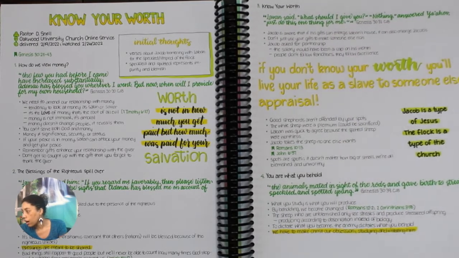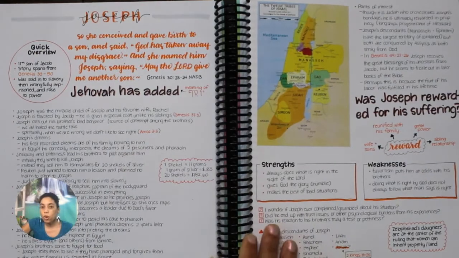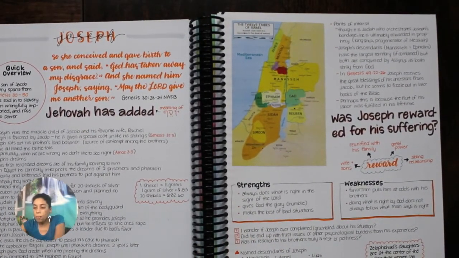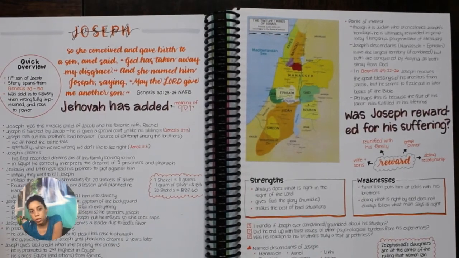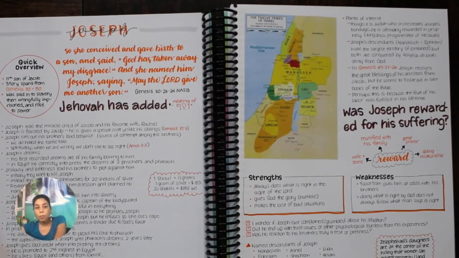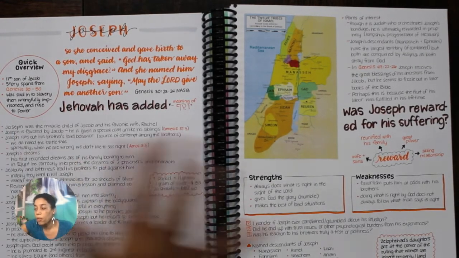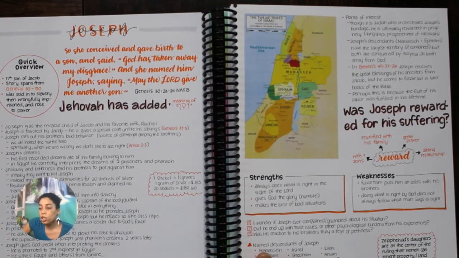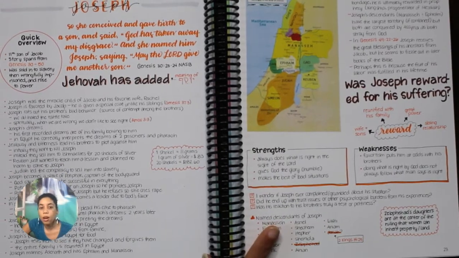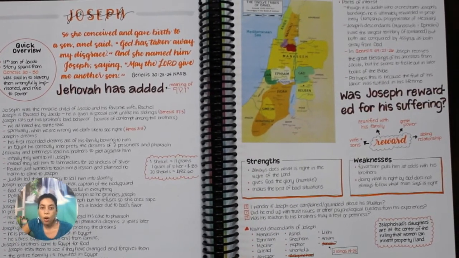And then I have, if I can flip the page, hold on, okay. So this is a character study. I only recently started doing this, so this is my first journal to actually have character studies in it, but I found it to be very, very helpful and very interesting. So this one in particular is on Joseph. I do have this up on the blog. I will also link that below. And you'll see kind of how I did that.